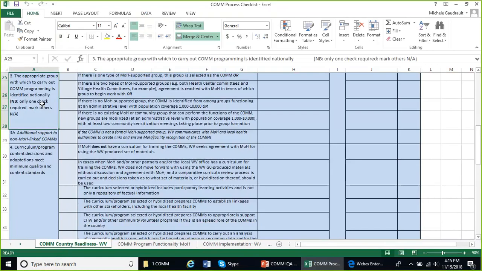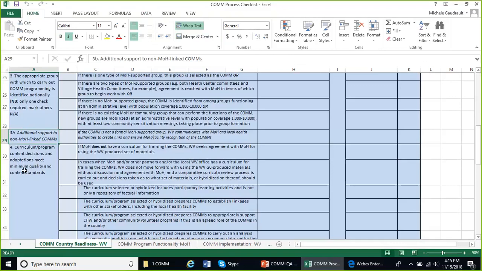We want to, of course, understand which group is the COMM in any particular country, which is not as easy of a question as you might think. It's different in different settings, and there are some considerations to work through if there is more than one group, for example. What I would like to point out is this point 3B.